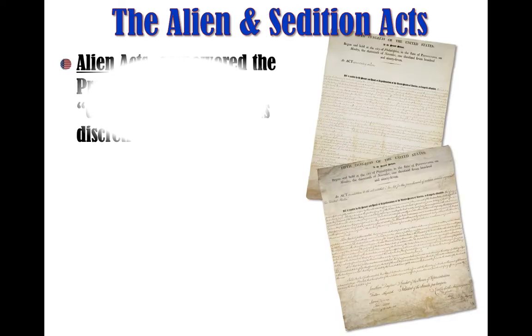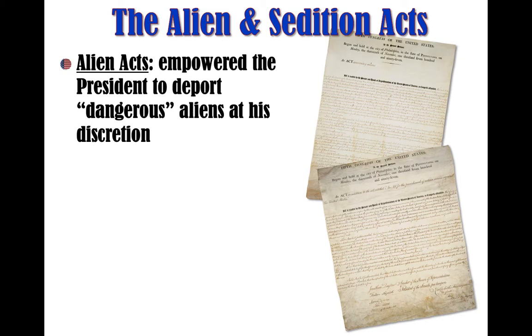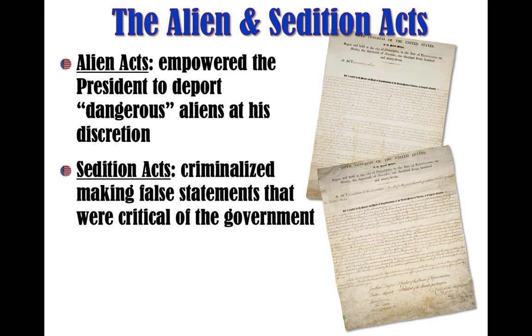The Alien and Sedition Acts. So the Alien Acts empowered the president to deport dangerous aliens at his discretion, meaning if they thought that there were individuals who were trying to go against the government, they could deport them as being dangerous to the cause. And then there was the Sedition Act, which criminalized making any false statements that were critical of the government. So again, if you made any false claims that were critical of the government, you said anything bad about the government, you could be thrown into jail.